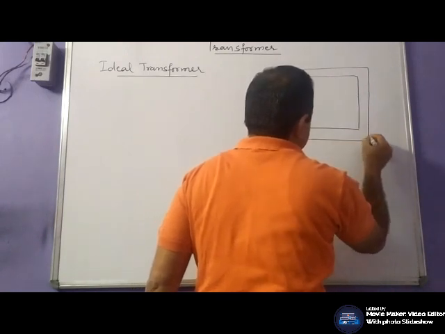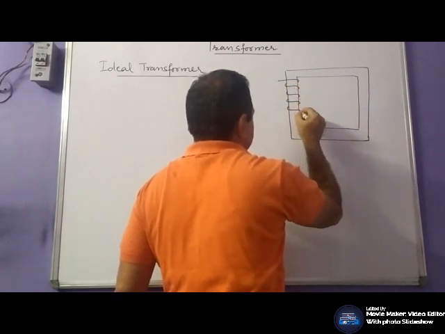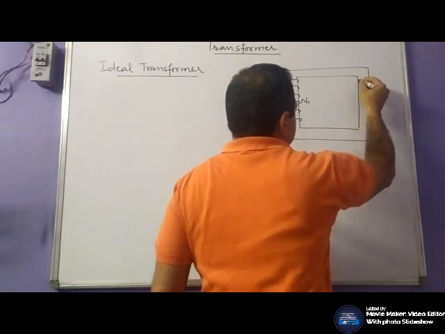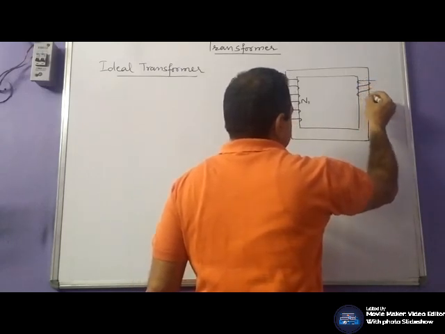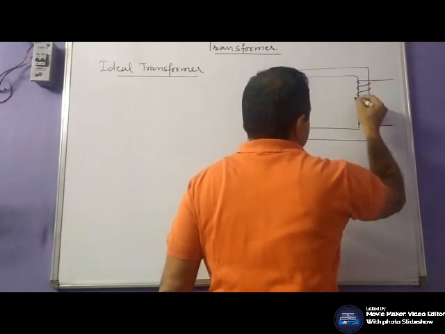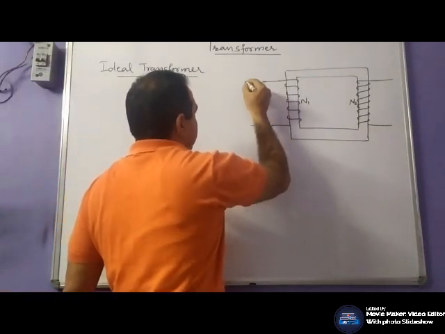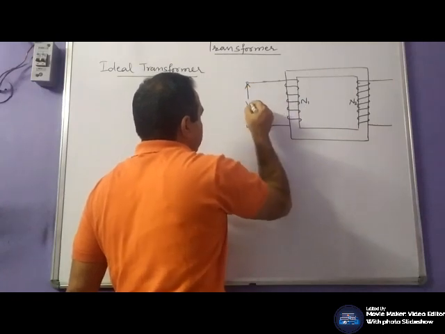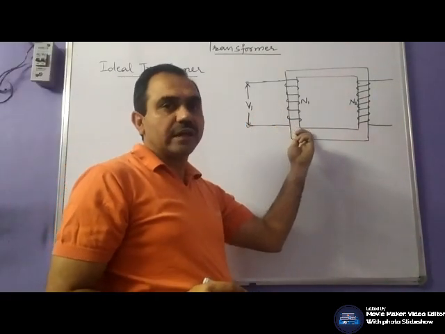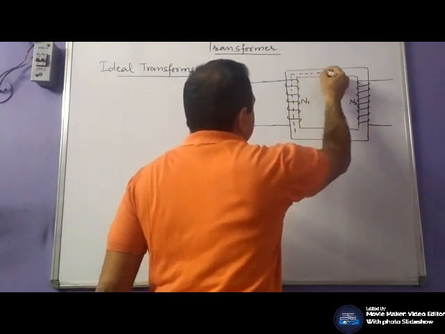Let us consider a transformer having two coils, primary and secondary coil. Let N1 be the number of turns in the primary and N2 be the number of turns in the secondary. We have discussed that when you apply alternating voltage to the primary, current will flow through the primary winding. As the circuit is closed, current would surely flow, which establishes a magnetic field in the core.